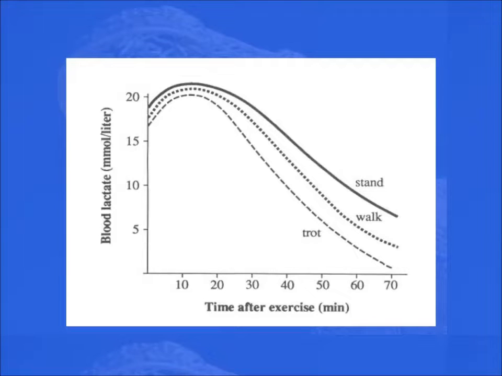The straight line in stance tells you that it takes a long time, 70 minutes, to get rid of lactic acid. When you look at the walk, it's quicker, and when you look at the trot, it removes even faster. So when you do some cooling down with your horse, walk and trot is much better than just being done and putting the horse back in its stall.